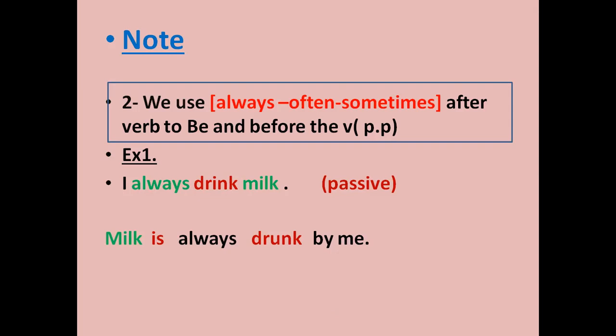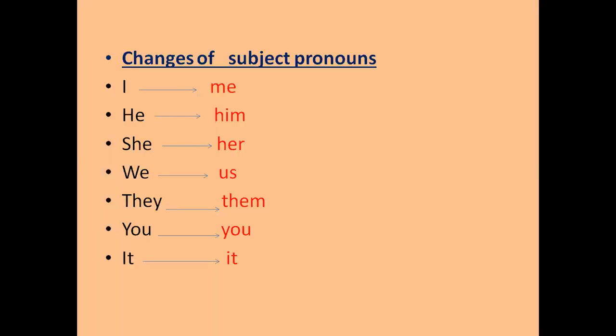Okay, look at the next slide. Now we'll study how to change subject pronouns in passive voice. We change I into me, he into him, she into her, we into us, they into them, you into you, it into it.